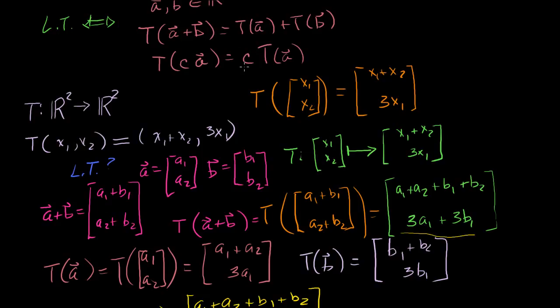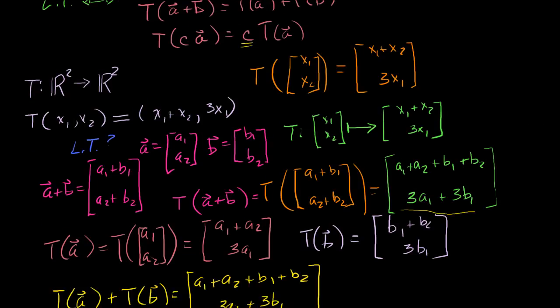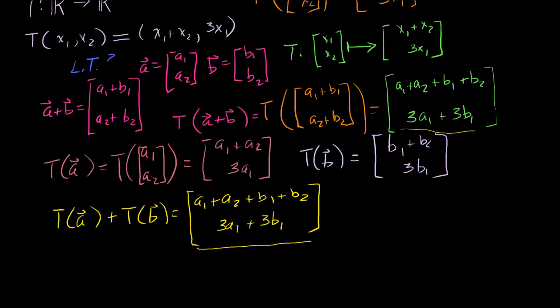Now let's see if this works with a random scalar. So we know what the transformation of a looks like. Well, what does c times a look like, first of all? I guess that's a good place to start. C times our vector a is going to be equal to c times a1 and then c times a2. That's our definition of scalar multiplication times a vector.